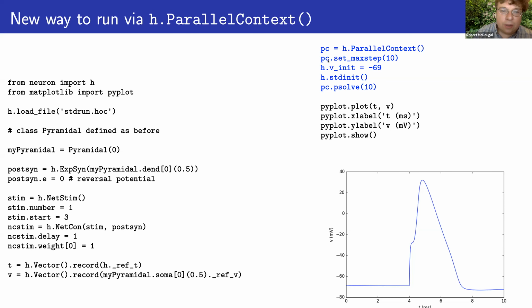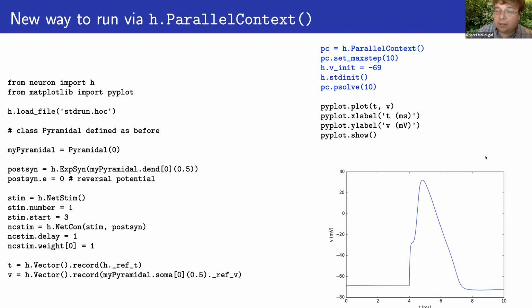But in any case, once we've done this, we can plot t and v, give us some labels, and plot it. And so there we go. As we see, we have an action potential, and we also see that the synaptic weight is extremely high. So, okay, this is all, however, very familiar looking, except for this little bit in blue here.